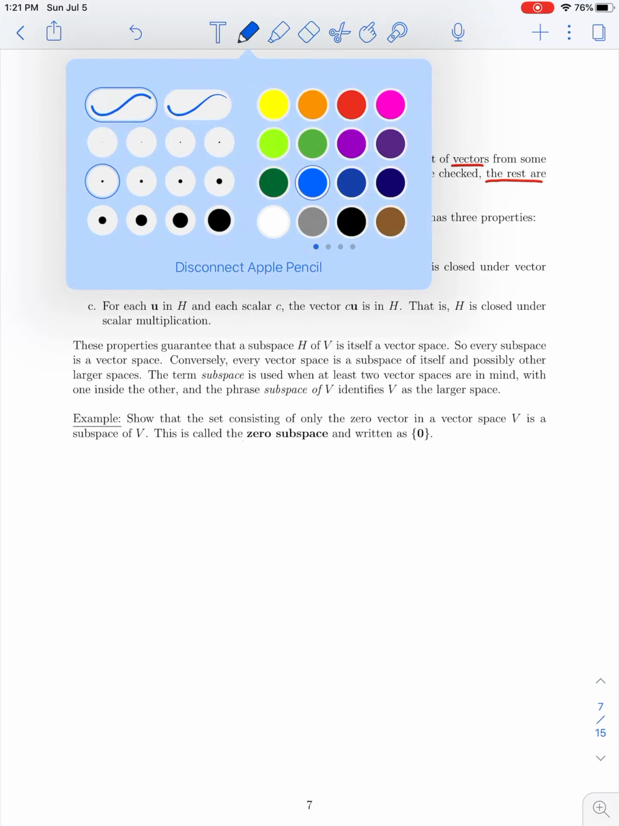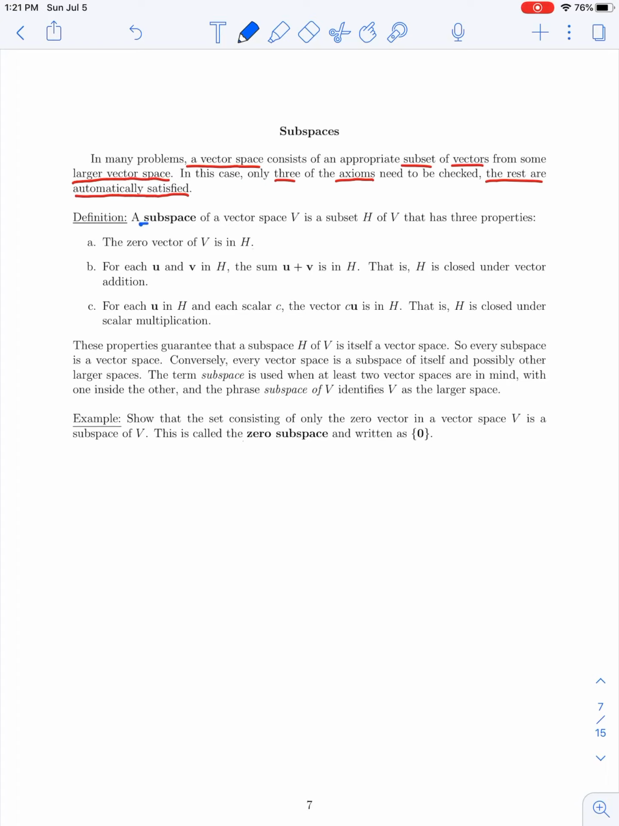So here are those axioms. Here we would say that a subspace of a vector space V is some subset H of our vector space V, which has the following 3 properties or axioms. The first property is that the 0 vector of the vector space V is in H. So it must contain the 0 vector for the space.